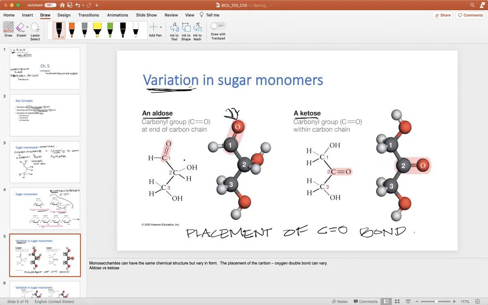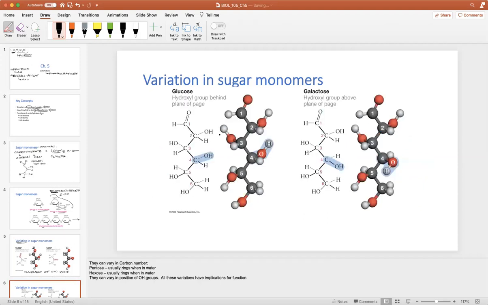In this slide, how many carbons do we have? We have 1, 2, 3. Oops, in this slide, 1, 2, 3, 4, 5, 6. So another way monosaccharides can differ from one another is in the number of carbons, right? You can have some monosaccharides that are 3. You can have some that are 6. You can have some that are 5 or 4.